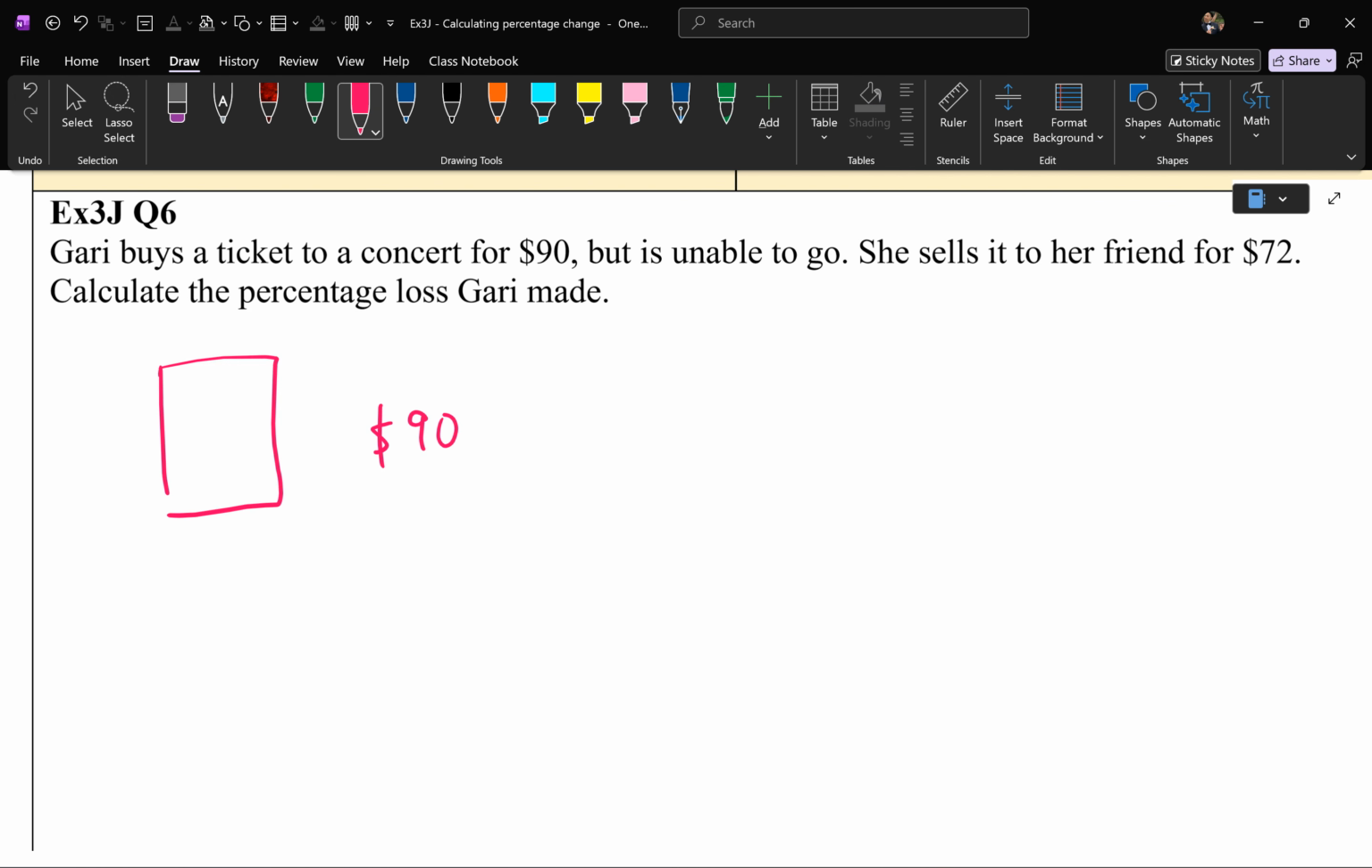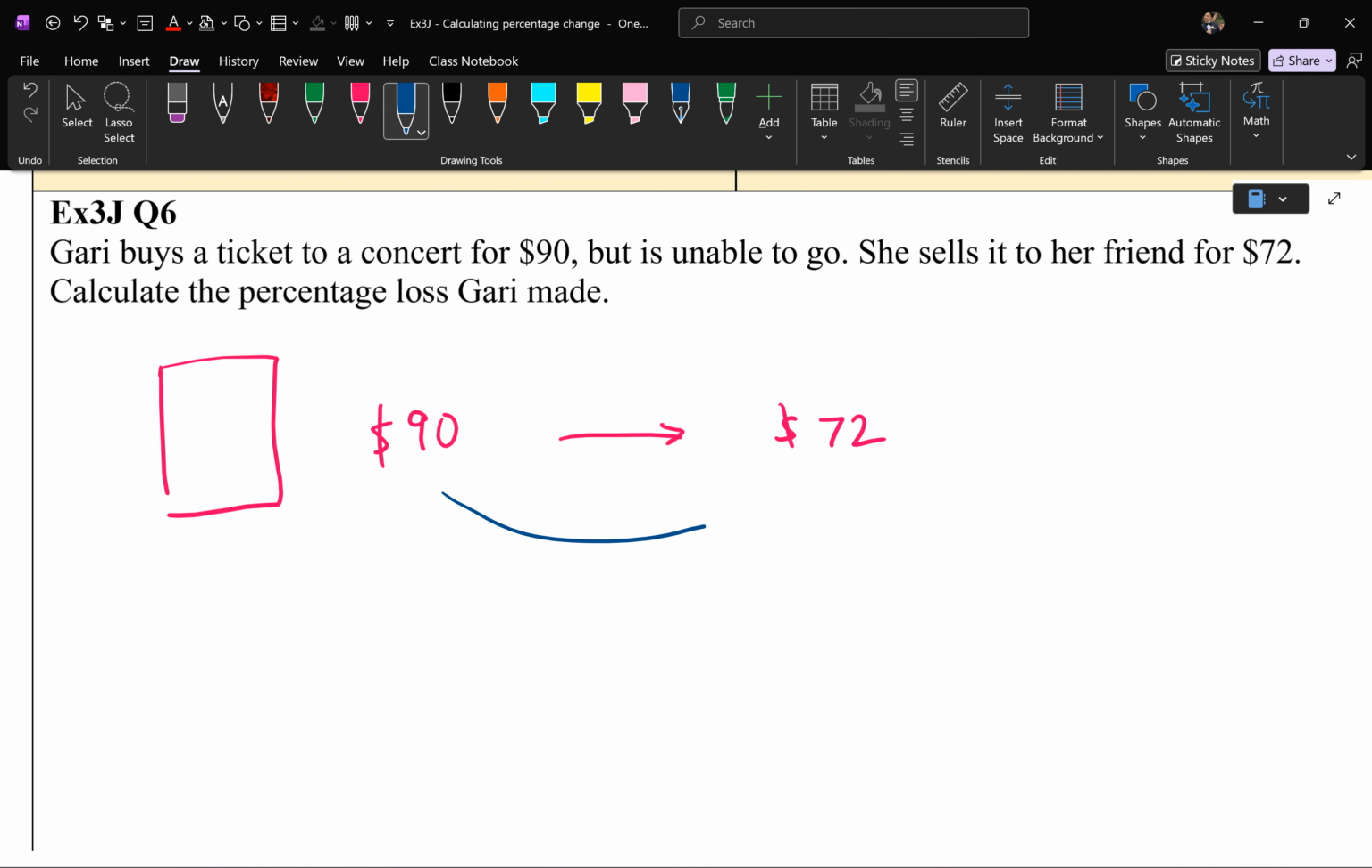But then he can't go. He's unable to go for whatever reason. Also, it's Gary, is it? She sells it to her friend for $72 now. Sells it for $72. We are looking now for the percentage loss, because clearly they're not breaking even. They bought it for 90 and yet they're selling for 72. They're losing a certain amount.